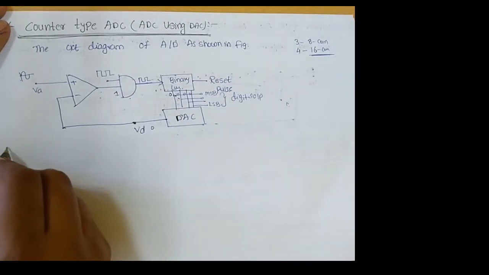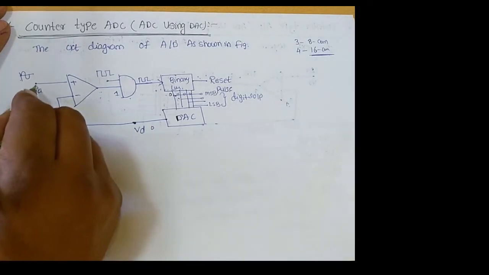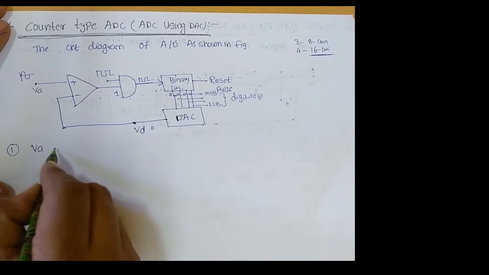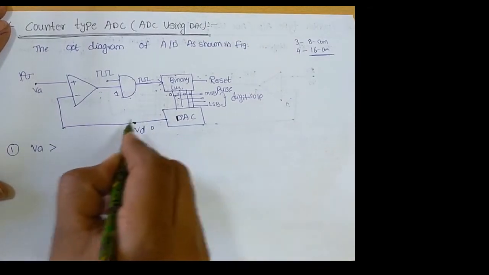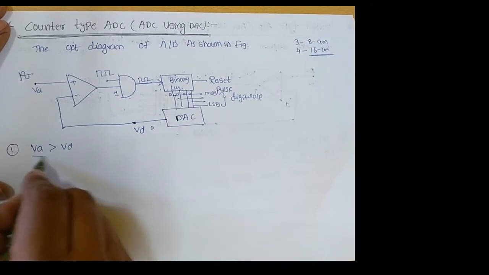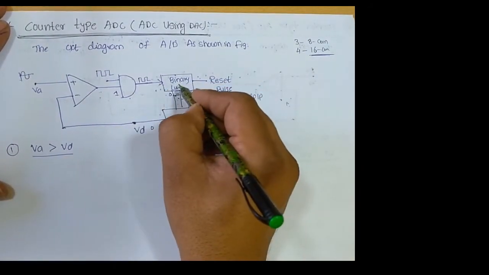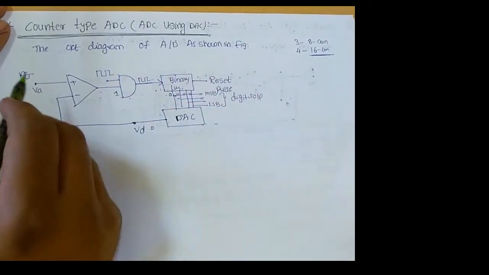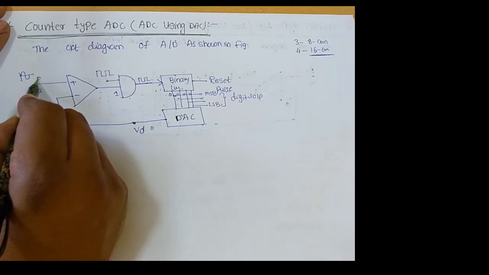Okay, and here we need to observe one important point. Here we are applying the analog input signal, and that input signal is greater than the digital to analog converter signal voltage. At that time this binary counter will be counting these clock pulses and it will provide the binary outputs. Okay, for example here we are assuming the analog signal voltage is 2 volts.